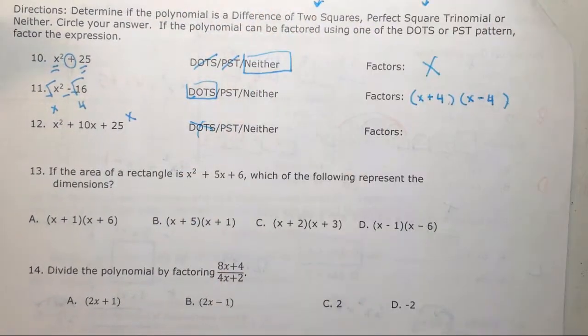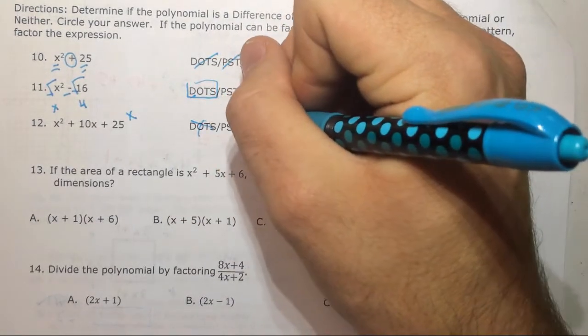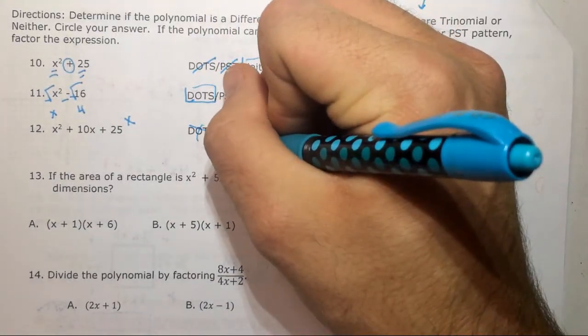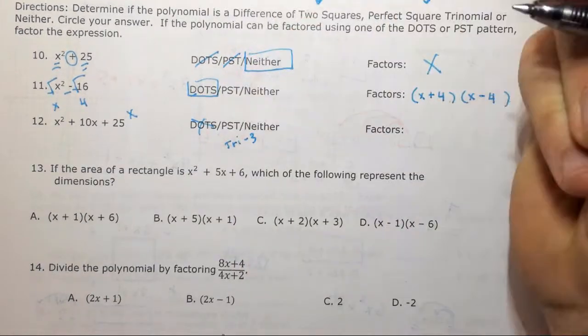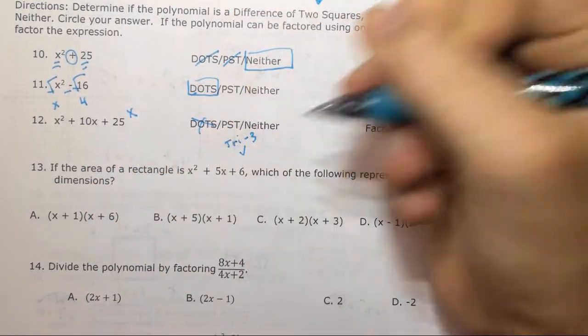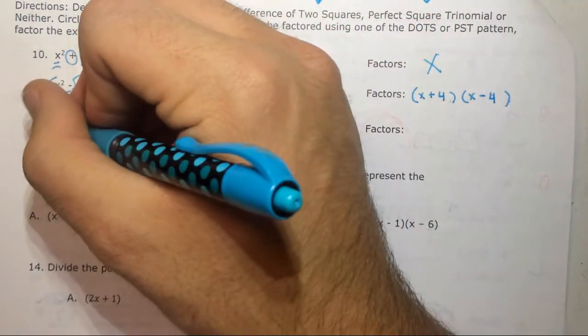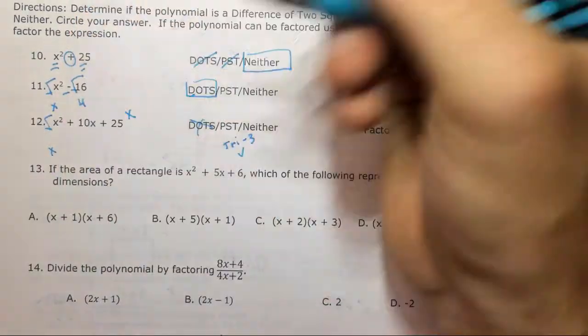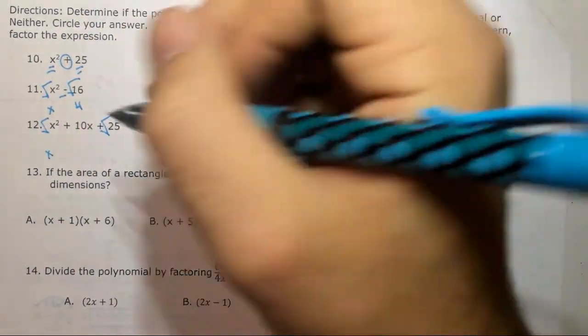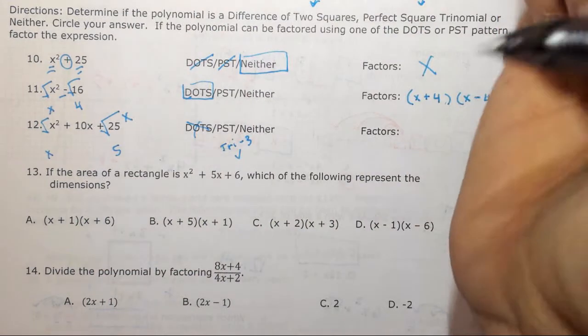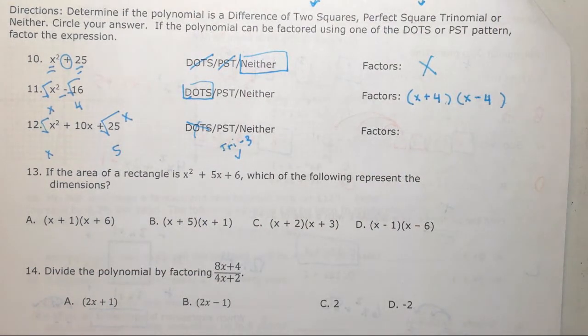So it is not a difference of two squares. I actually have 3 terms. Perfect square trinomial. Trinomial stands for 3 terms. So do I have 3 terms? Yep. Let's see. Can I take the square root of the first term? x. Yep. Can I take the square root of the last term? 5.